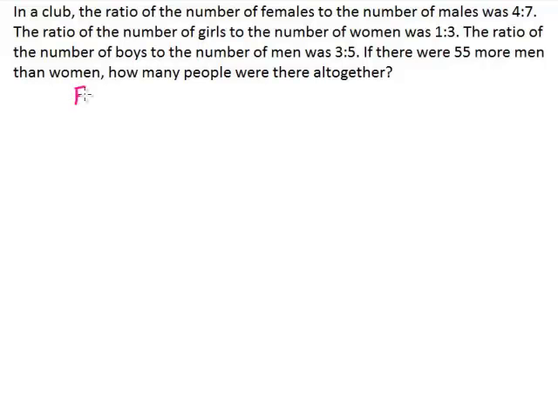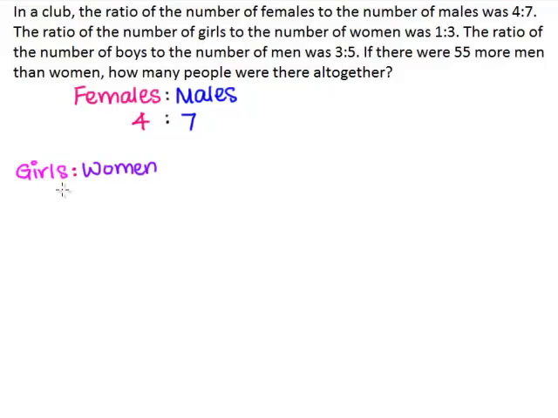We will begin by writing down the various ratios. The ratio of the number of females to the number of males was 4 to 7. The ratio of the number of girls to the number of women was 1 to 3. The ratio of the number of boys to the number of men was 3 to 5.